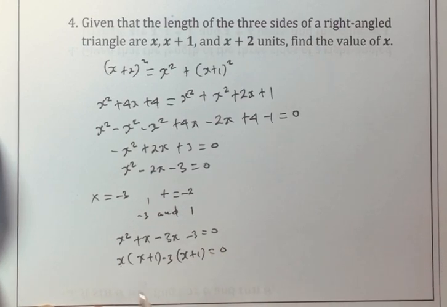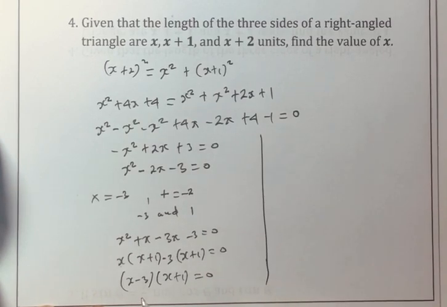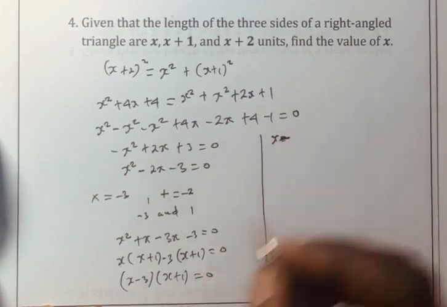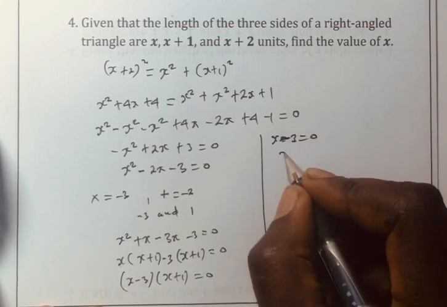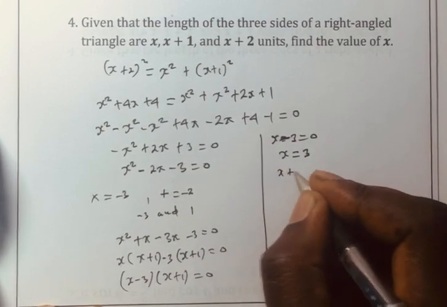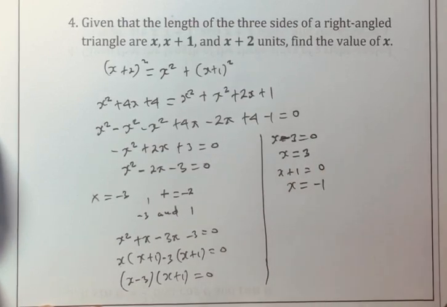So we have x minus 3 and x plus 1 is equal to 0. So for a product to be equal to 0, it means either of the numbers is 0. So if x minus 3 is equal to 0, then it means x is equal to 3. But if x plus 1 is equal to 0, then it means x is equal to negative 1.